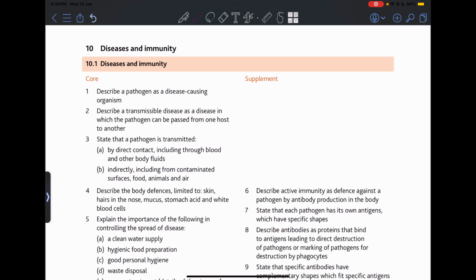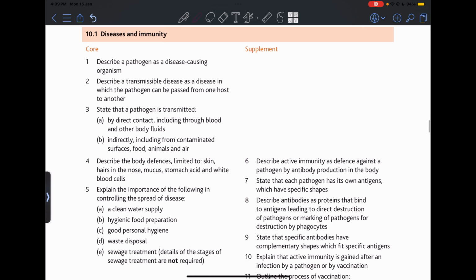Now, chapter number 10 is diseases and immunity. 10.1 is talking about diseases and immunity. Core and extended students have to define a pathogen as a disease-causing organism. Number 2, you also have to define a transmissible disease as a disease in which the pathogen can be passed from one host to another. A host is a person who is infected with the disease and can spread it to other people, so he is the host of that disease.